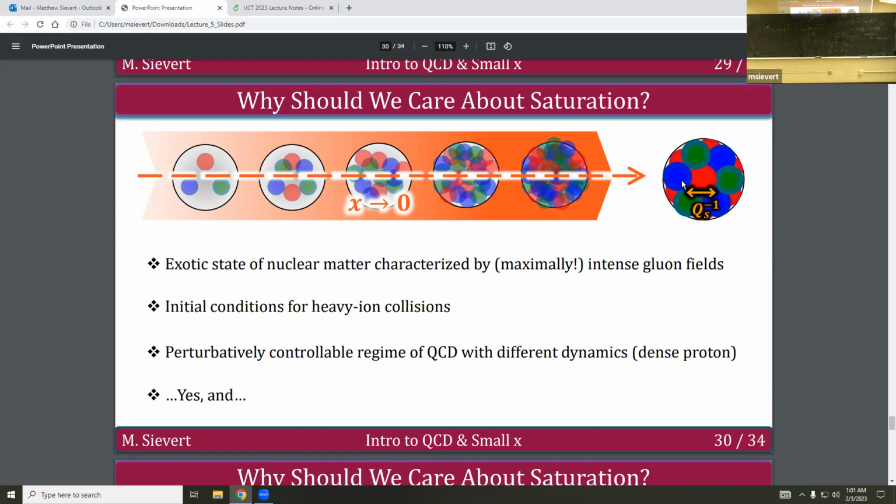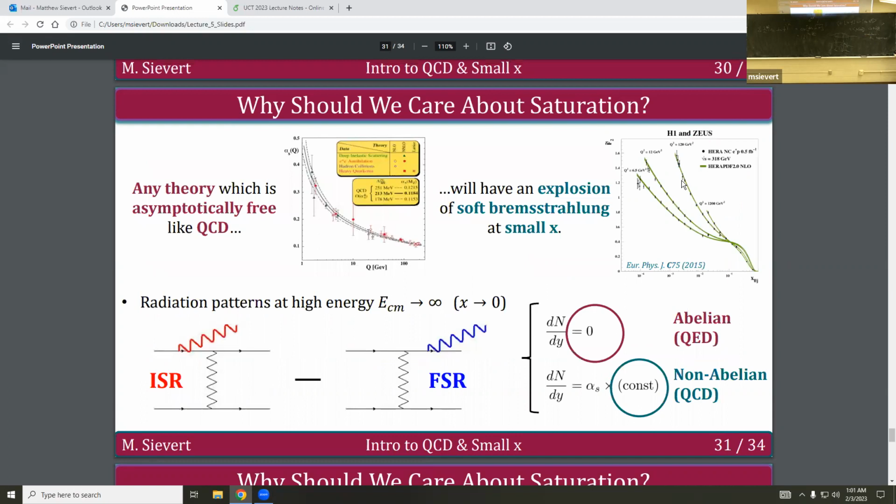But to me, it all really comes back at the end of the day to this question about what makes a difference between an abelian field theory and a non-abelian field theory. And at this point, I've laid all of the foundation, all of the arguments to tell you why I think this is so fundamental. Because the simple non-abelian nature of QCD is exactly responsible for the explosion of gluon density at small x.